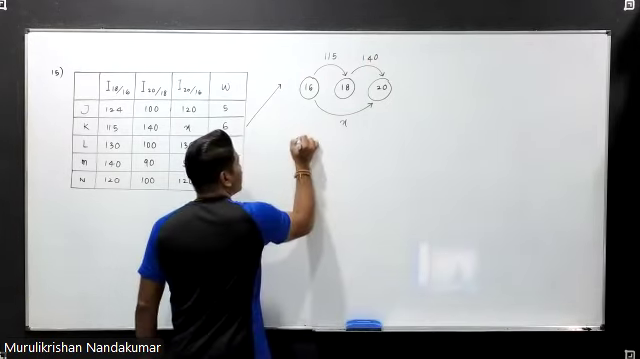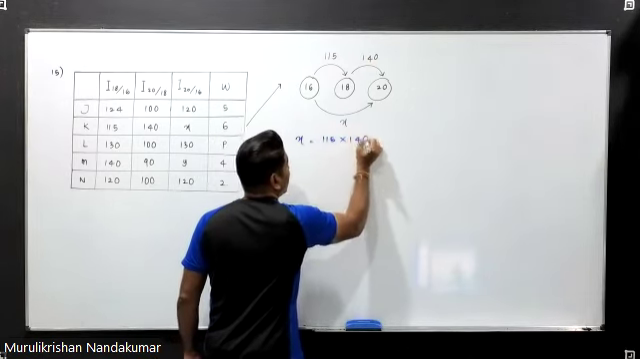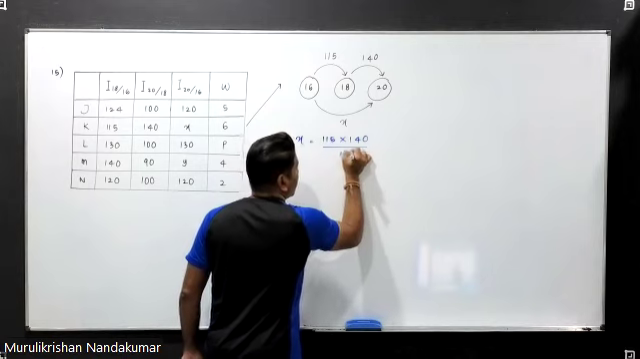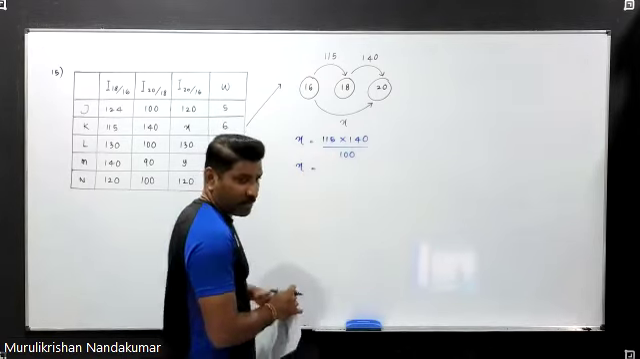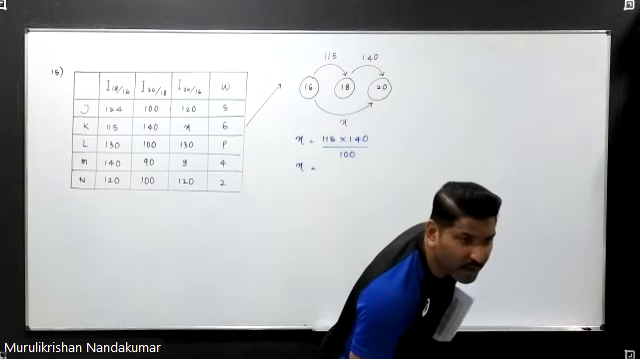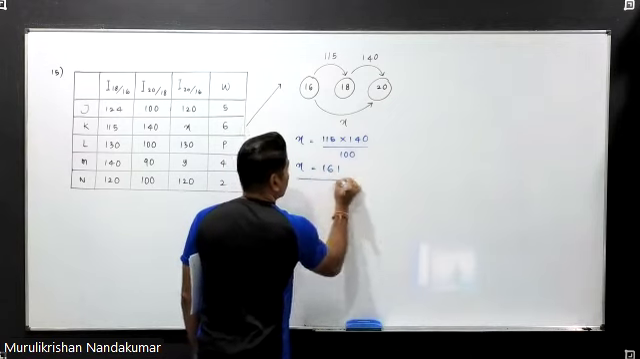To get the X, you need to take 115 times 140 divided by 100. Anyone can help me with the value? What's X? 161. Thank you. Settle.